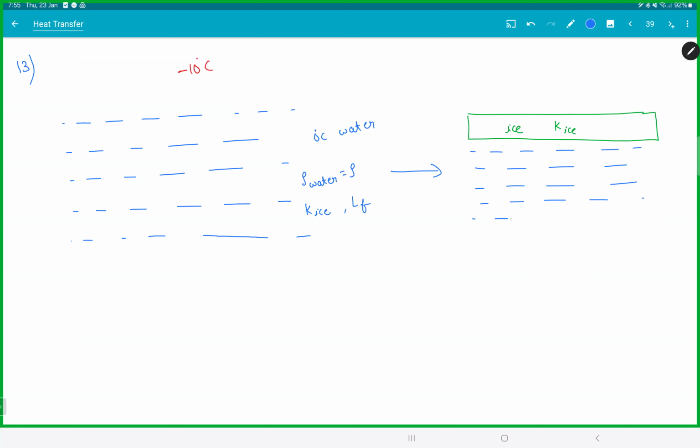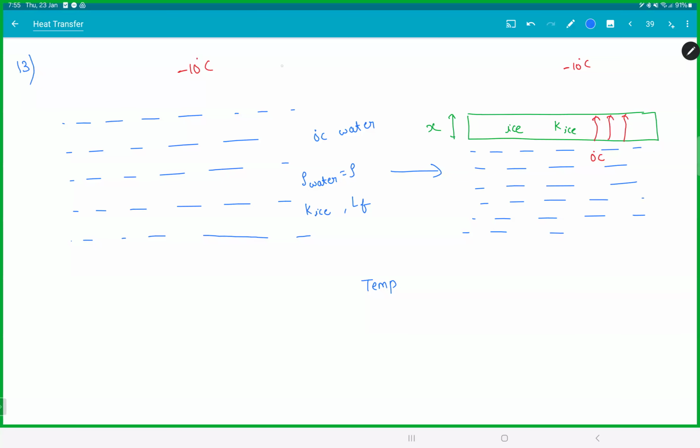So basically this ice actually hinders the heat flow. But remember, outside the temperature is still minus 10 degrees. Here the water is 0 degrees. So heat is flowing from the water to the ice. So this X is the thickness of ice. So find the thickness of ice as a function of time t.